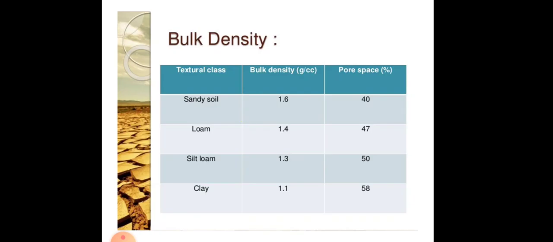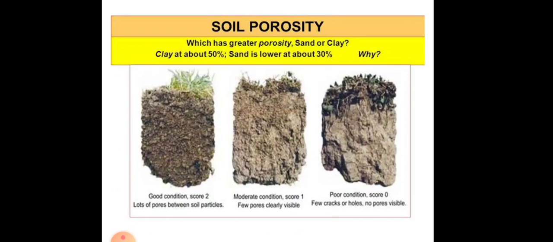And also there is another column, that is pore space. If the pore percentage is higher, then bulk density is lower. So in sandy soil the pore space is near about 40%, in loam soil it is 47%, in silt loam it is 50%, and in clay it is 58%.